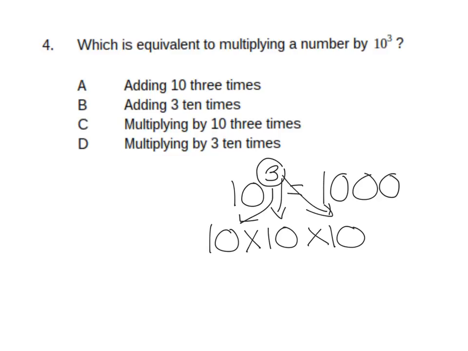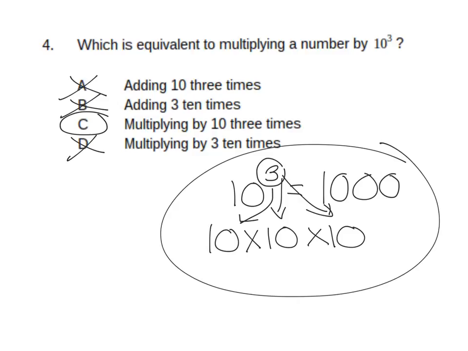So is that A, adding 10 3 times? No, it's got nothing to do with addition. Is it adding 3 10 times? No. Is it multiplying by 10 3 times? Yes. Or is it multiplying by 3 10 times? No. So if we looked at what we already knew about that number, we could figure out that the others don't make any sense, and C is the best answer.